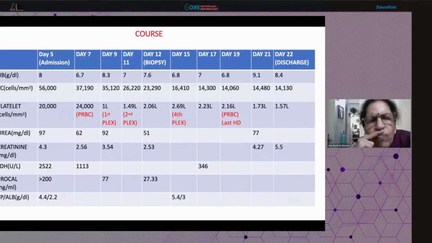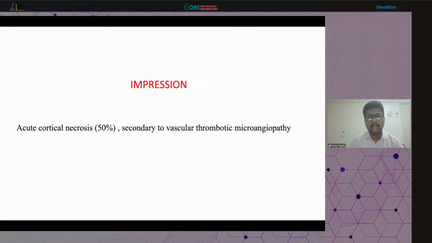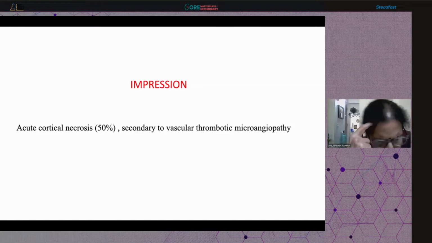One question I would like to ask. Here predominantly it is a glomerular thrombi, right? Because you have a cortical necrosis on histology. Although the histology doesn't specify the etiology, is there any difference between the etiologies when it comes to glomerular thrombi being more common or arteriolar thrombi being more common?